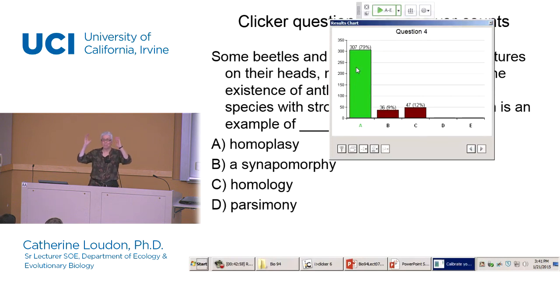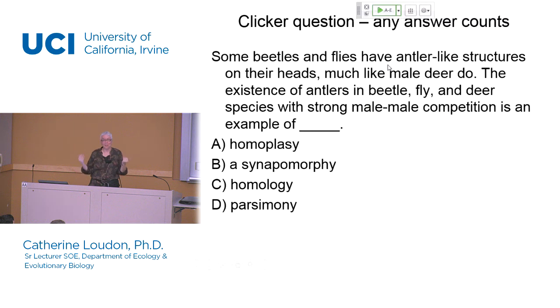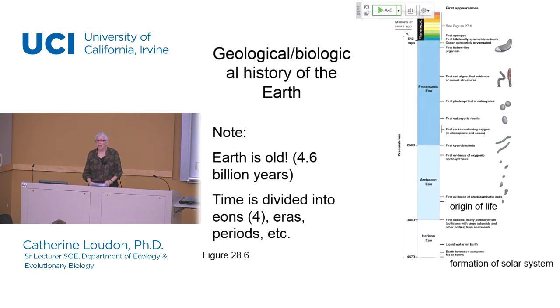Excellent. Yeah, this is a perfect example of homoplasy. These insects are not particularly closely related to this mammal group, the deer. So the existence of similar structures is absolutely an example of convergent evolution. So if you got that wrong, make sure you review the meaning of these terms. Now we're going to switch gears a little tiny bit.